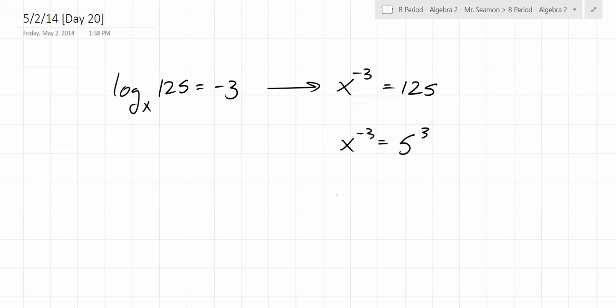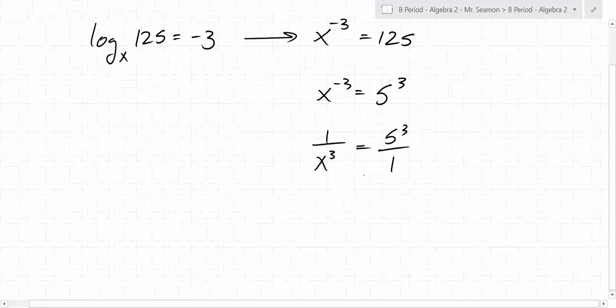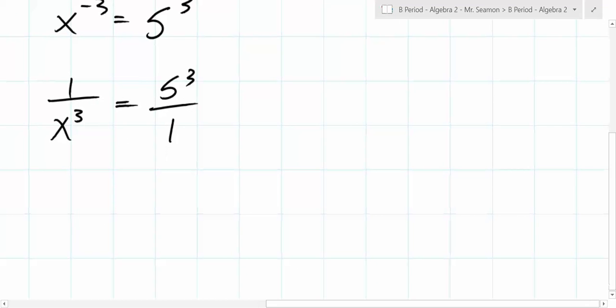1 over x to the third. I like that. So you got rid of the negative exponent, and it's 5 to the third over 1, like that? And then what did you do? That's where I got lost.